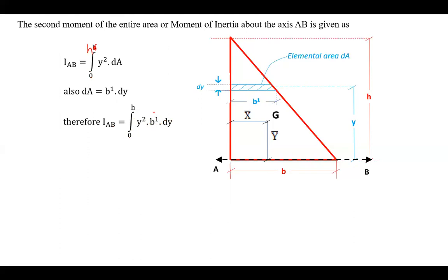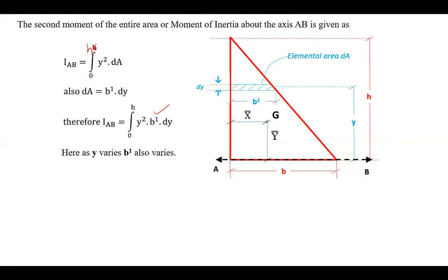And as I told you, because b dash is a variable, it has to take part in this integration. It cannot be taken outside. It's not a constant. So definitely we need to convert that b dash in terms of b and h.